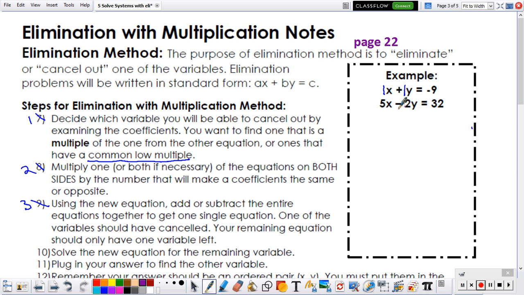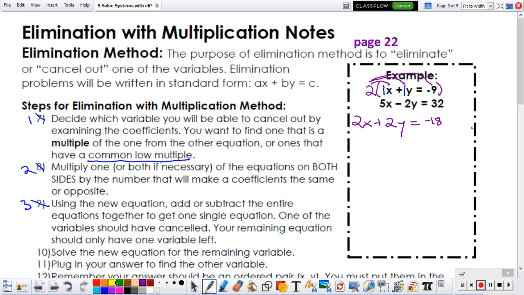So this is a negative 2. Think about what this number needs to be right here. What does that number need to be so that they would eliminate? That number needs to be a 2. If this number was a 2, life would be stupendous. So what I'm going to do is put this whole equation in parentheses, multiply it by 2, and distribute. So 2 times 1x would give me 2x. 2 times 1y would give me 2y. 2 times negative 9 gives me negative 18.